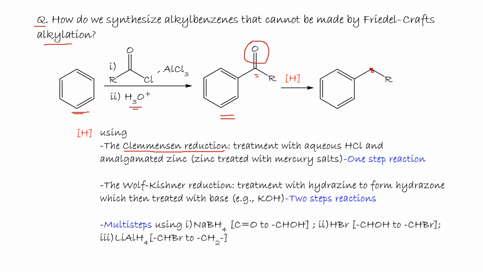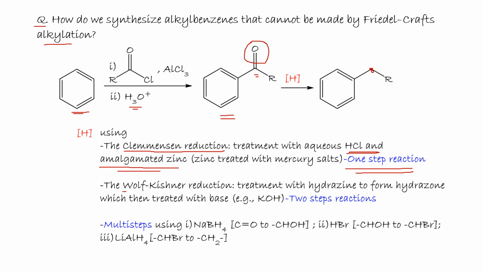How can we do the transformation of this functional group? Clemmensen reduction: treat the compound, the ketone, with HCl and amalgamated zinc, Zn(Hg), HCl. It's one step. We can easily transform the carbonyl compound to an alkane.